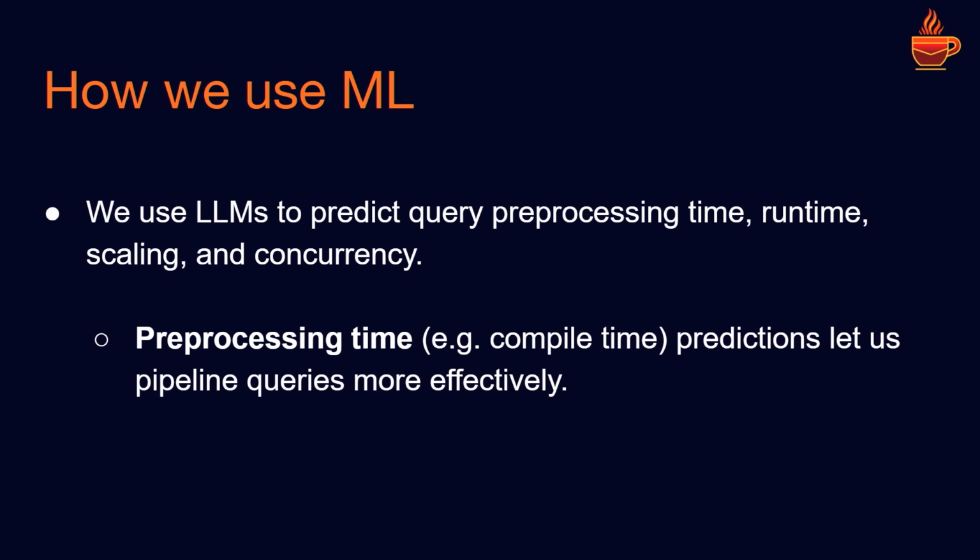Preprocessing time, so this is things like compile time, time to do back-end file system stuff, and so on. It lets us pipeline queries. If you don't do this well, you can often find that your clusters are sitting idle, and you're just paying for preprocessing time and no actual workload. This is a little bit like CPU pipelining. You want to make sure that you have enough work coming up to keep your expensive CPUs running efficiently.